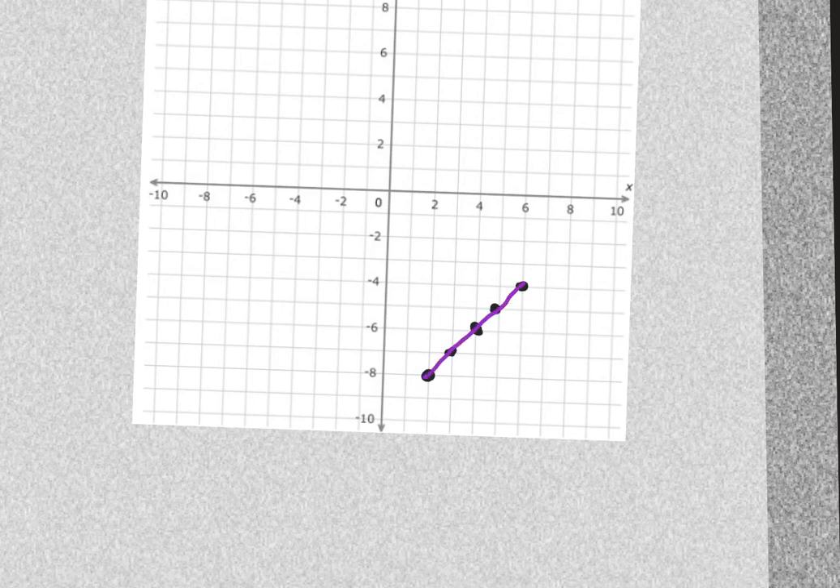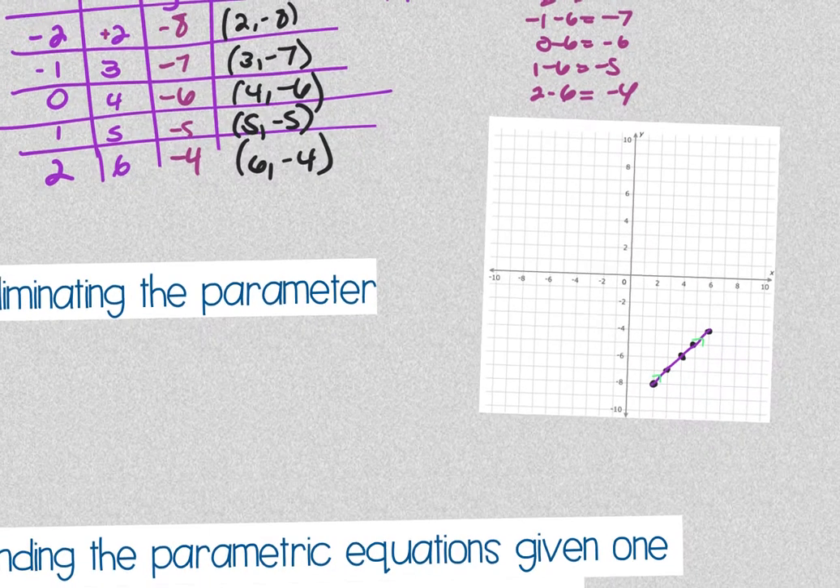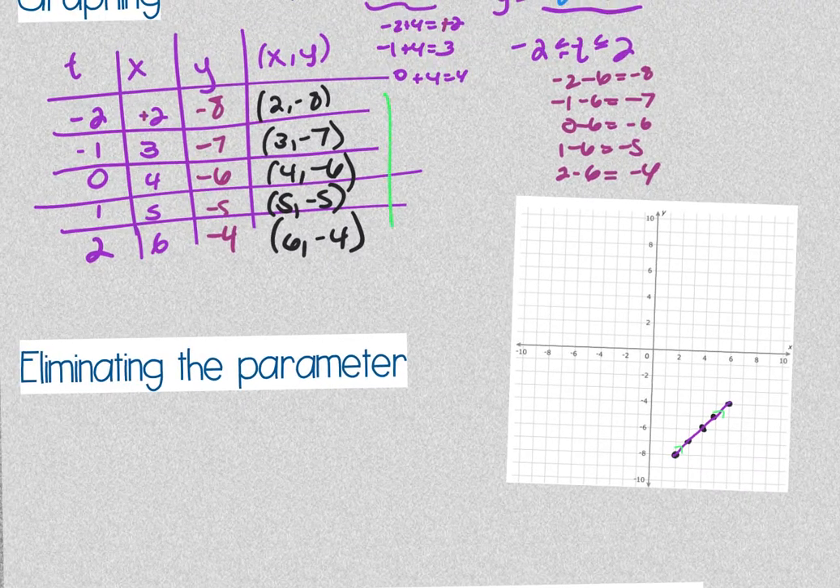Sometimes it's a parabola shape. Sometimes it's like a weird half a parabola shape. Whatever it is, you want to connect them. And then don't forget your arrows. The arrows have to go from the smallest T pointing towards the largest T. So I want my arrows to be pointing towards that last point that I plotted, which is 6, -4. So order is important when you're figuring that part out.